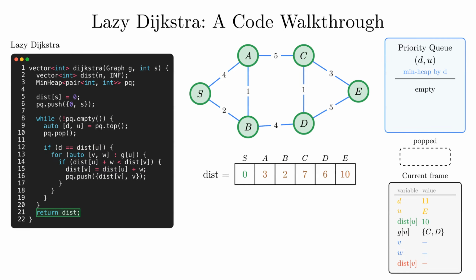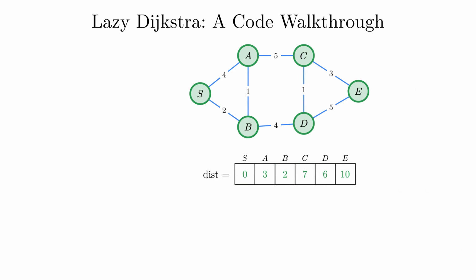The loop ends, and we return the distance array. Every entry is now a final shortest distance. S0, A3, B2, C7, D6, and E10. The relaxations that survive trace the shortest path tree.